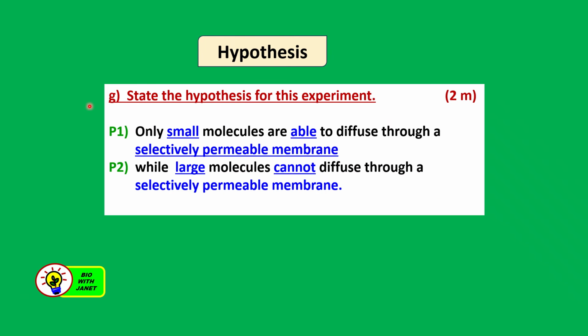Now, hypothesis. G, state the hypothesis for this experiment. Based on the textbook, only small molecules are able to diffuse through a selectively permeable membrane, while large molecules cannot diffuse through a selectively permeable membrane. The small molecule here is the iodide ions or the iodine molecules, and the large molecule is the starch.